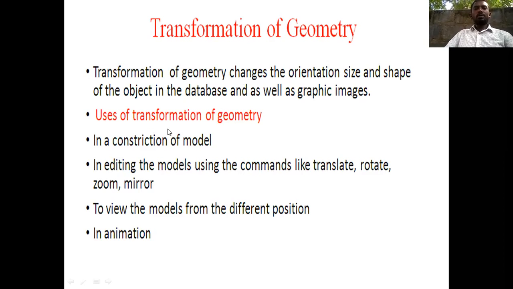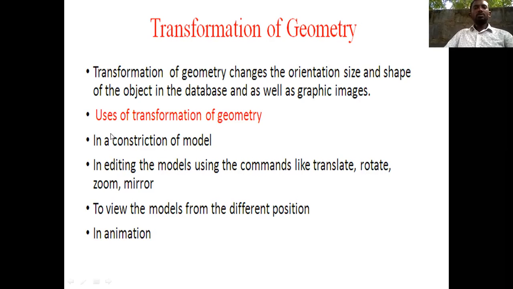What are the main uses of transformation of geometry? It is used in construction of models, and in editing the models using commands like translate, rotate, zoom, mirror. In editing, we are changing the size and shape, increasing or decreasing the object. Size is nothing but dimensions. Shape is the shape of the object. That is the main function here. That's why we use commands like translate, rotate, zoom or mirror in editing the models.